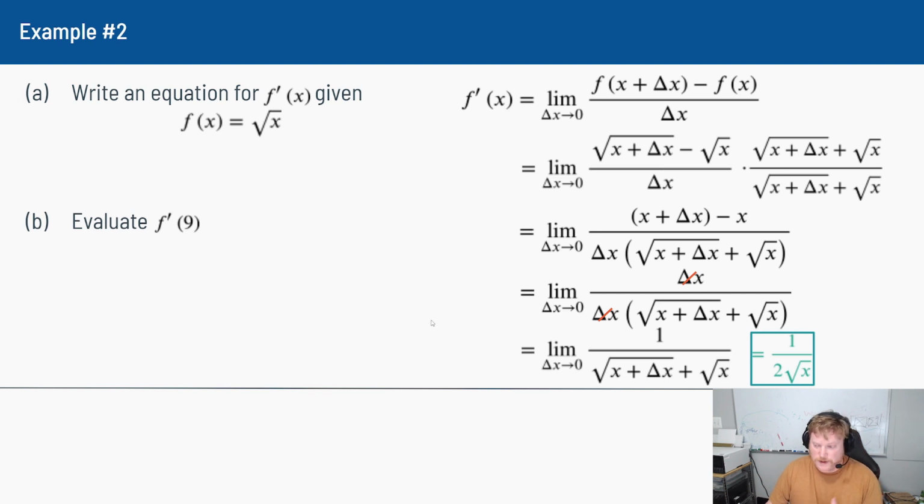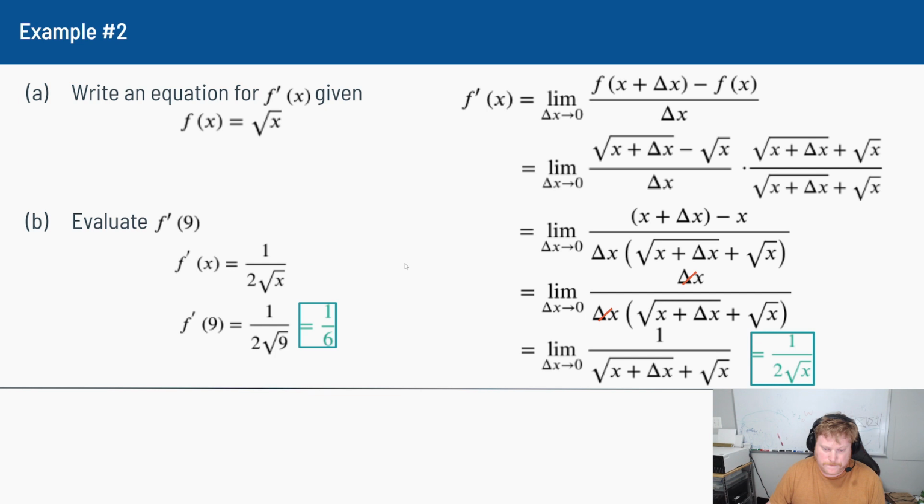So now that we have a function, we could plug any value of x into that function to evaluate the slope of the line tangent to the curve at that value of x. For instance, we could evaluate f prime of 9 by simply plugging 9 into the function that we found in part A. And we get 1/6.